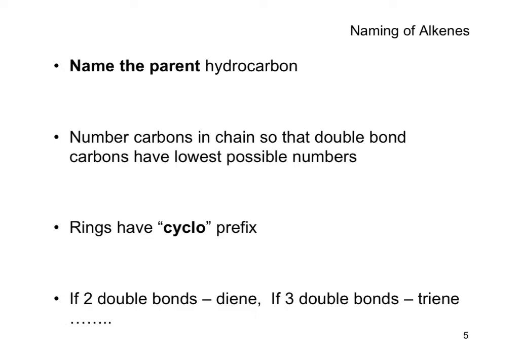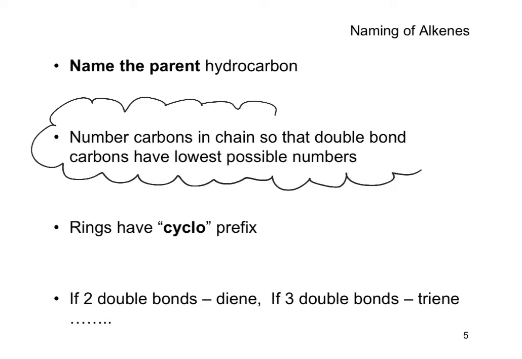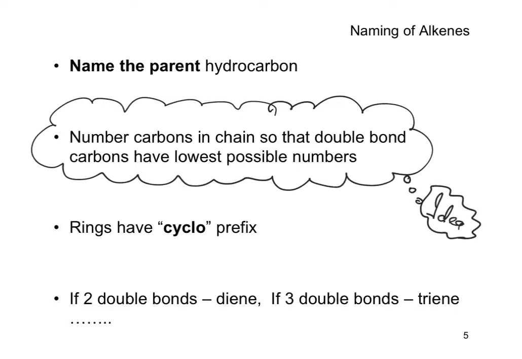All right, so as far as naming goes, we are going to follow the same rule. We are going to name the parent hydrocarbon and we will include the double bond. So that's the only difference. The only big thing that I want you to think about is the bright idea that the double bond is going to be a part of that longest chain. And whenever you have a ring, think about using the word cyclo.